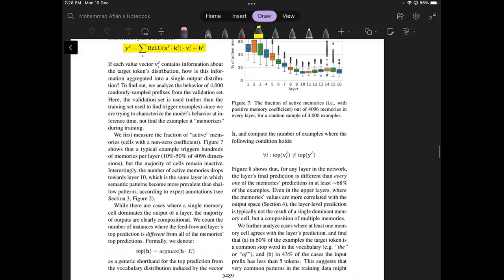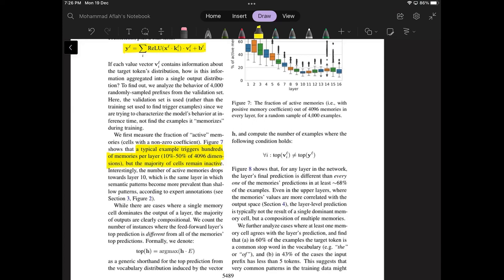We first measure the fraction of active memory cells with non-zero coefficient. Figure 7 shows that a typical example triggers hundreds of memories, but the majority of cells remain inactive.